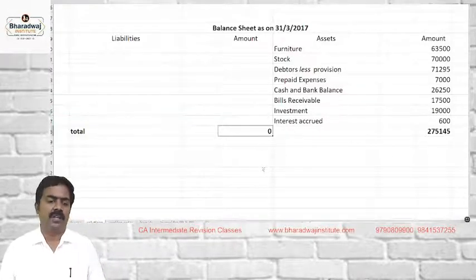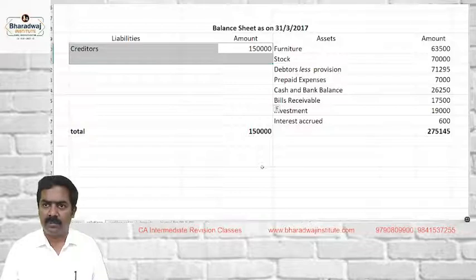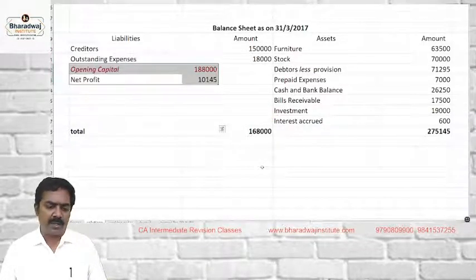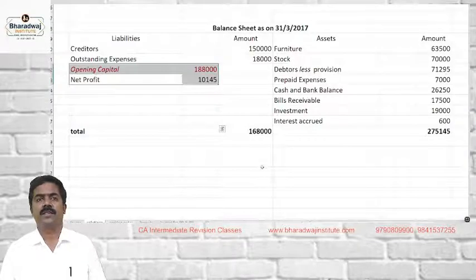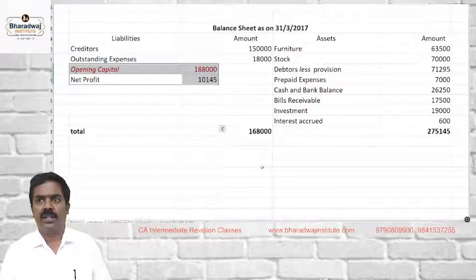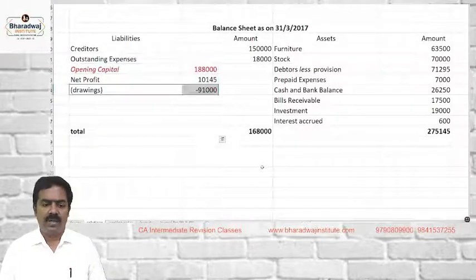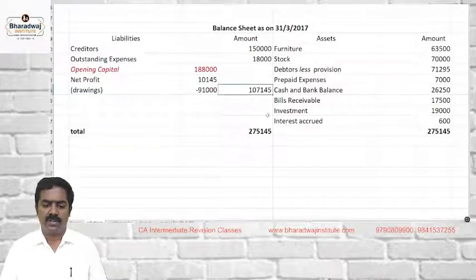Liability side, of course, creditors, outstanding expenses will come. Then capital at the beginning, add net profit minus what is the total drawings? 91,000. Yeah, 70,000 plus there was a balancing figure of 21,000. I hope you get this much, 91,000 drawings.